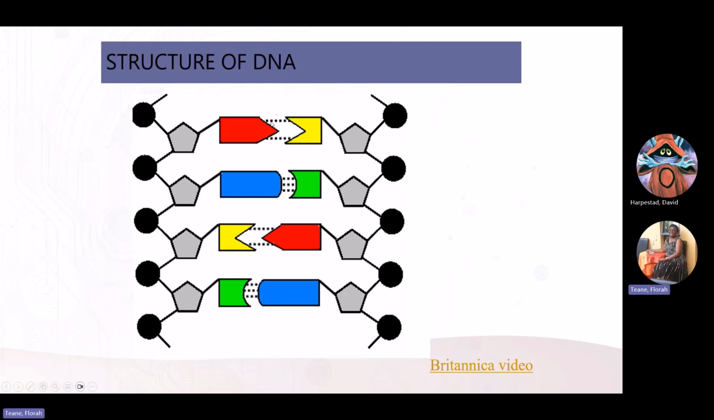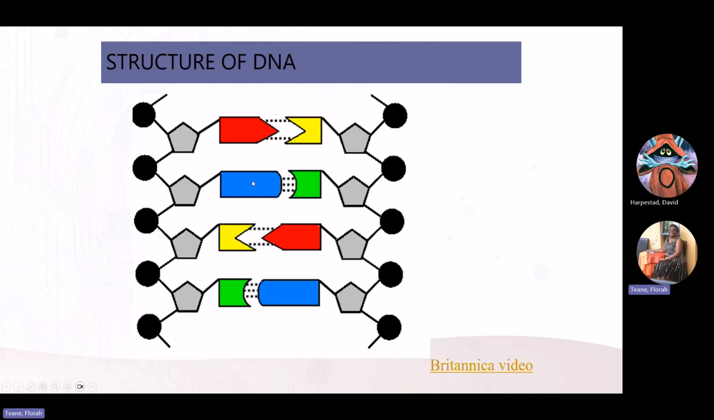And let me mention this right from the beginning, that this is a weak bond. When I say it's a weak bond, I mean that it can easily break.